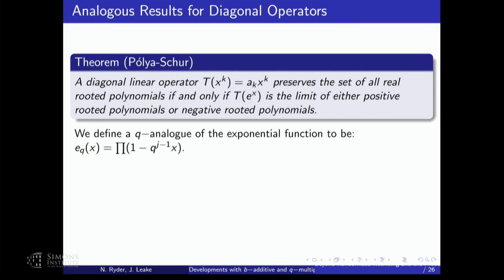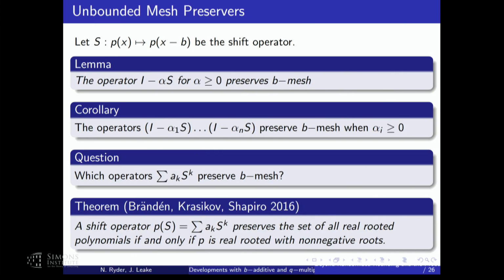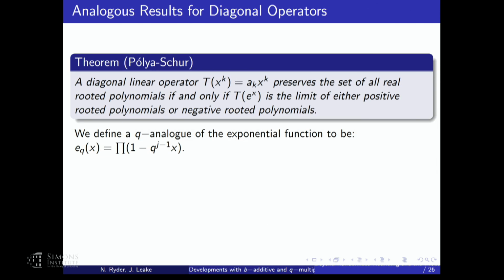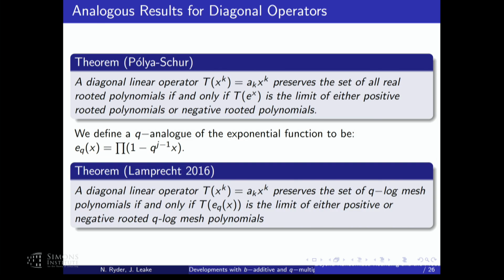And there's a classical theorem of Polya-Schur, which says that a diagonal linear operator preserves the space of all real rooted polynomials if and only if T of e to the x is a limit of either positive or negative rooted polynomials. And what does T of e to the x mean? Well, think of e to the x as a power series, and since T is diagonal, we're just applying it to each monomial in that power series. And so there's an equivalent result here that was proved by Lamprecht in 2016. So we have to unpack this.